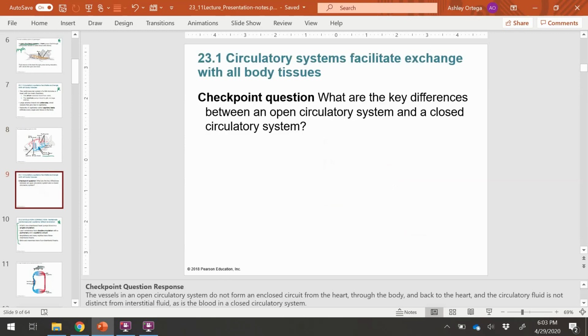So what are the key differences between an open circulatory system and a closed one? The open circulatory system is not going to have vessels connecting the heart to the rest of the body. The closed circulatory system will. And another thing is the fluid itself. The open circulatory system fluid is a different composition. It's made up of different molecules, and so that's called hemolymph, whereas a closed circulatory system is going to have blood.